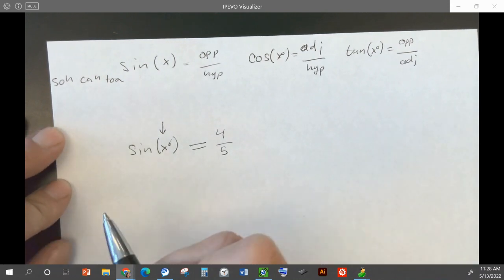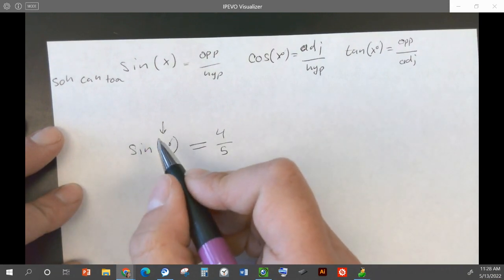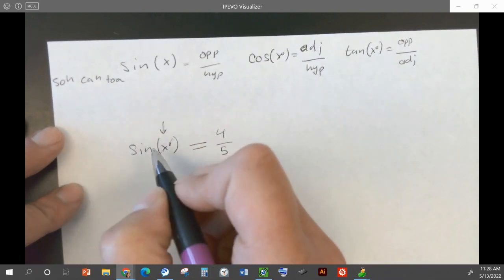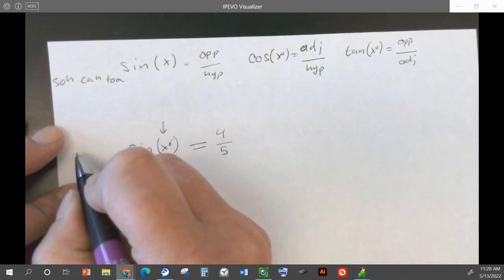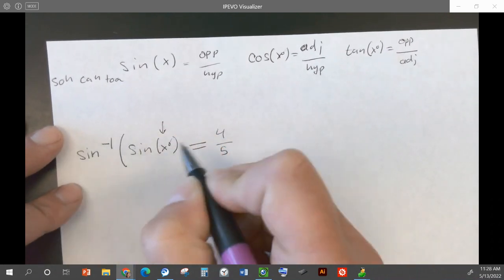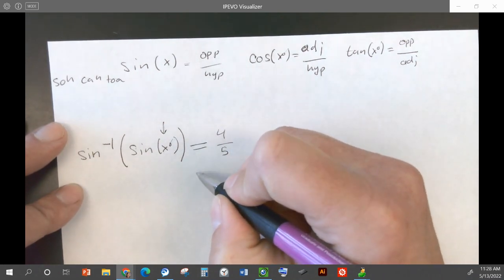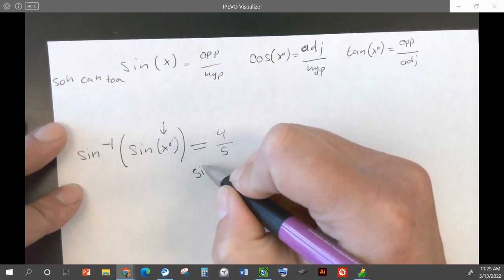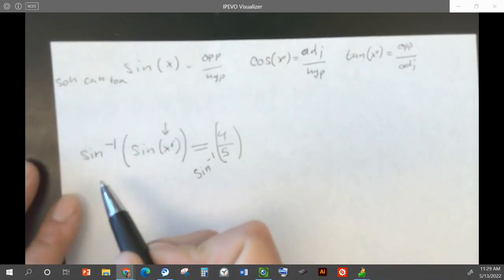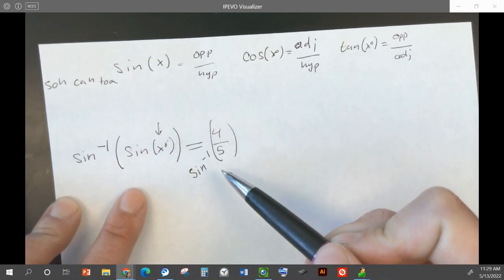So what we're going to do is use the inverse sine. We need something to do the opposite of what sine is doing. The function that does the opposite of what sine is doing is called inverse sine. So we do sine inverse. It looks like this. I didn't leave myself enough space, so I'm just going to write it over here. Sine inverse. If I do sine inverse on one side, to follow the rules of algebra, I have to do sine inverse on the other side.